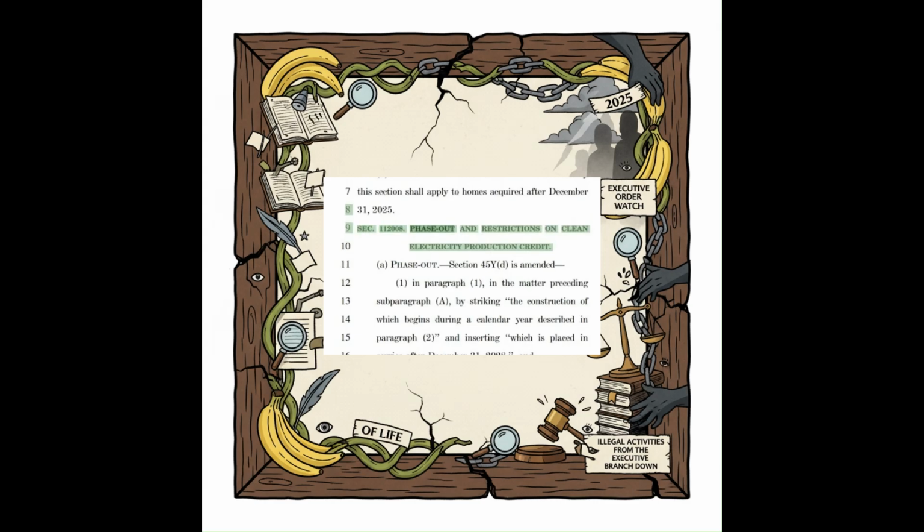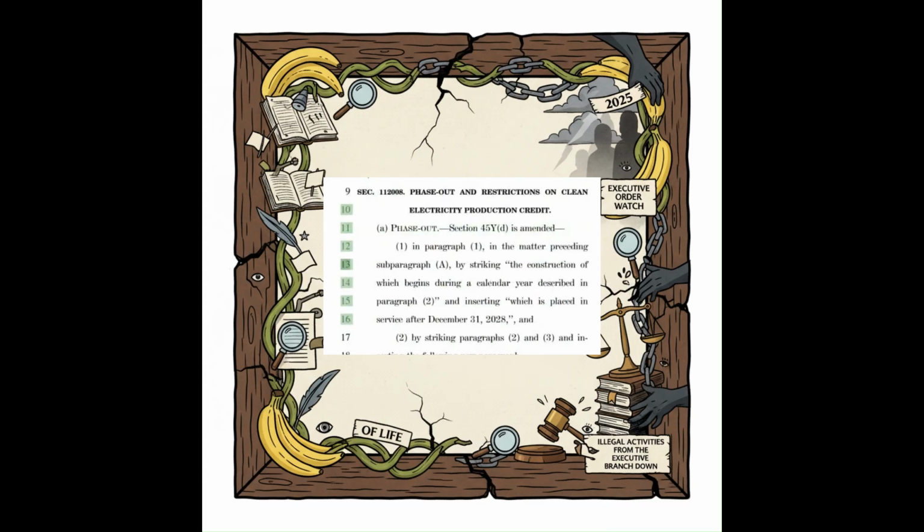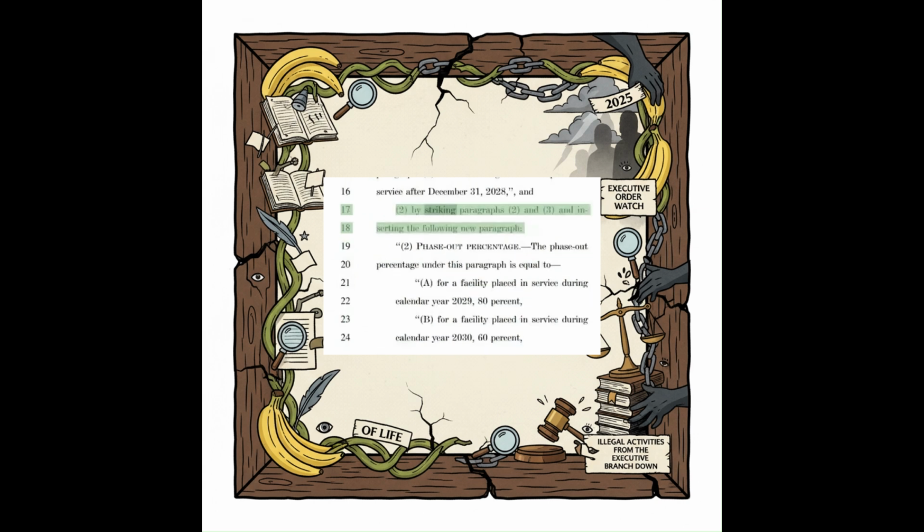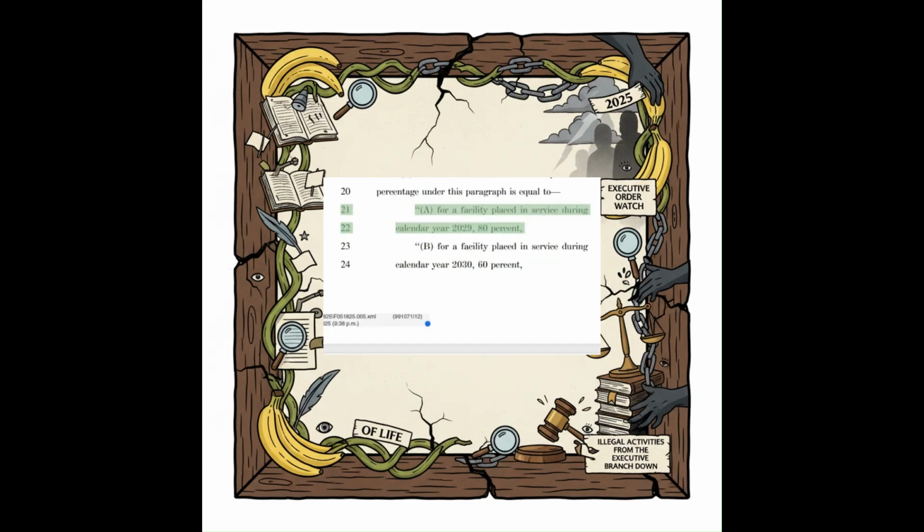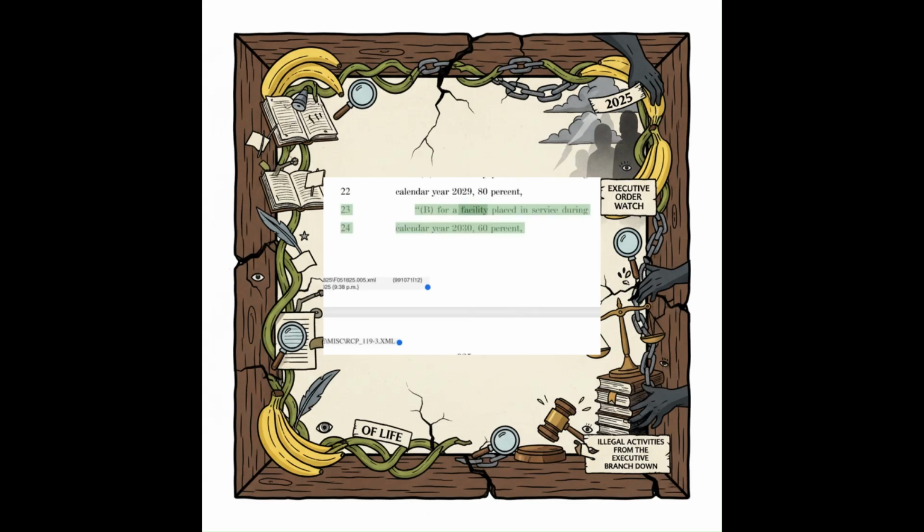Section 108. Phase out and restrictions on clean electricity production credit. By striking paragraphs and inserting the following new paragraph. The phase out percentage under this paragraph is equal to: for a facility placed in service during calendar year 2029, 80%; for a facility placed in service during calendar year 2030, 60%.